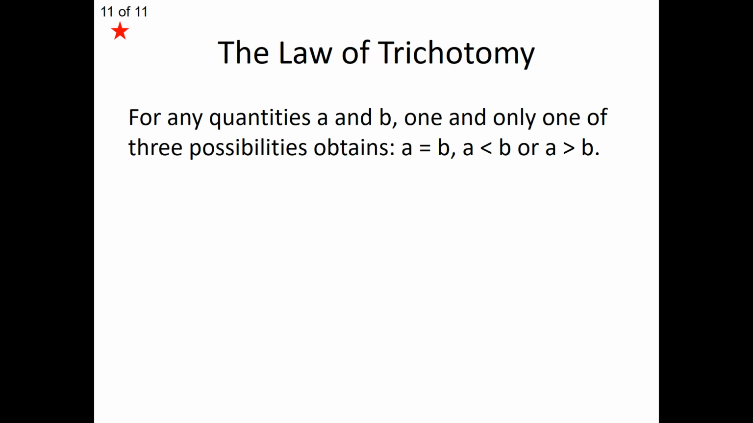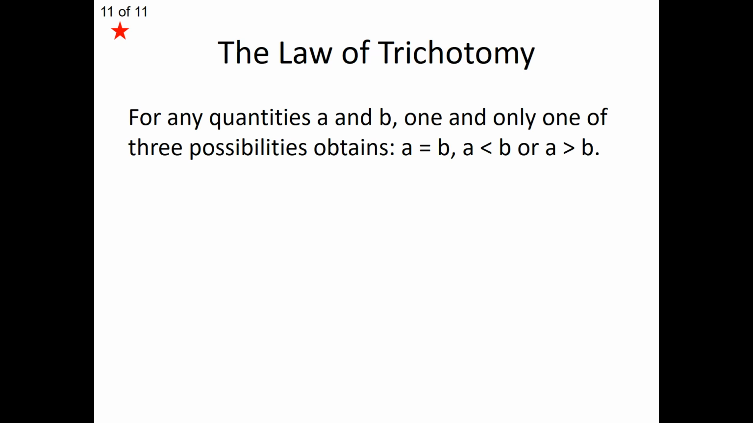What the law of trichotomy states is that for any values of a and b, one and only one, precisely one of three things will be true about those two quantities a and b. Either a will be equal to b, a will be less than b, or a will be greater than b. That's what's known as the law of trichotomy.